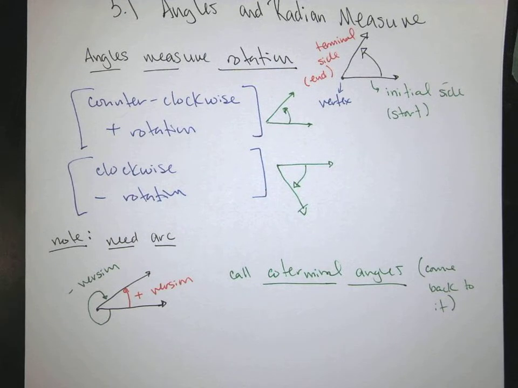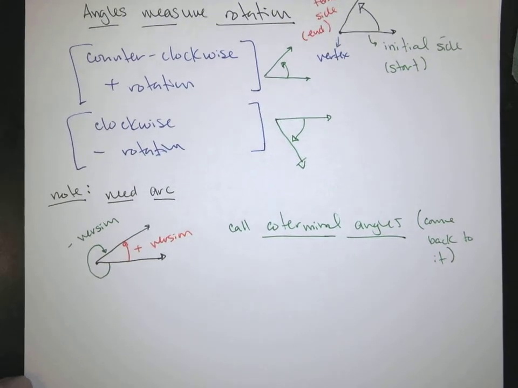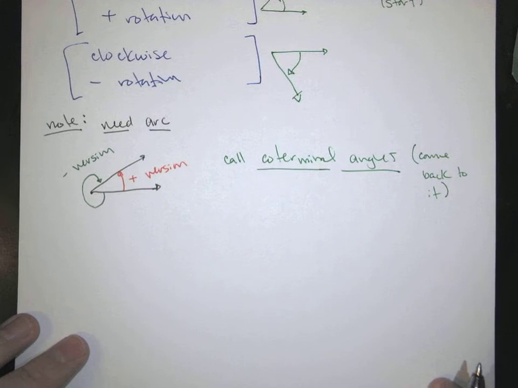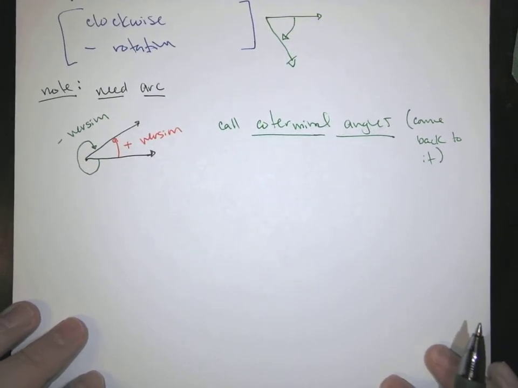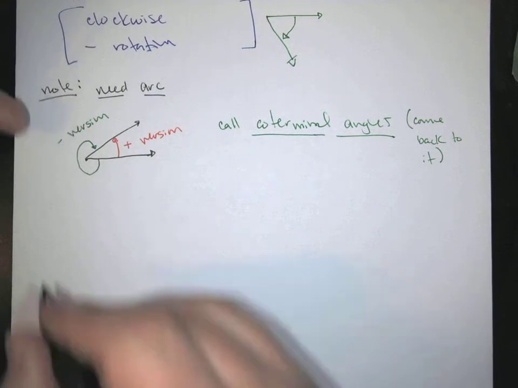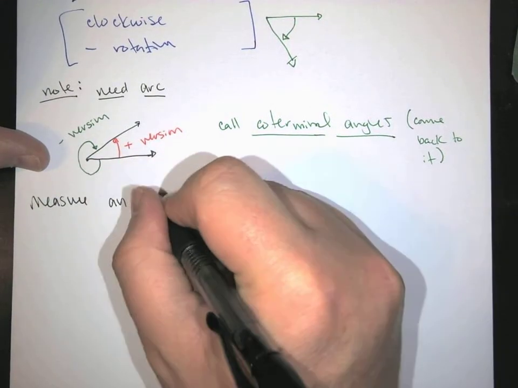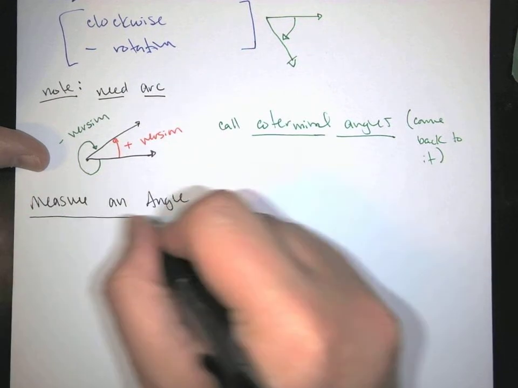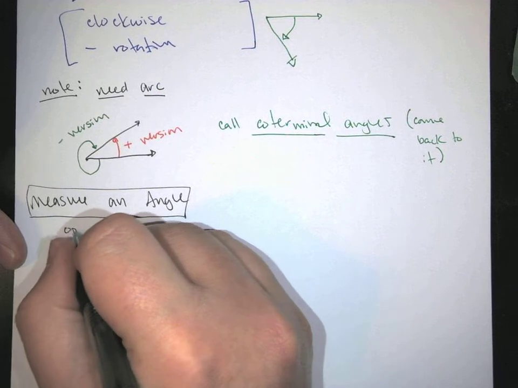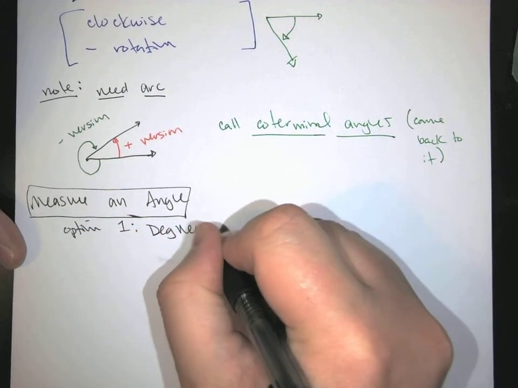So we have angle measure. We're measuring this rotation. We're saying it's different than having a distance from point A to point B. So we're not really going to measure it in inches or feet or something like that. But we do have units. And the most common, day-to-day units would be degrees. So to measure an angle, option 1 is degrees.